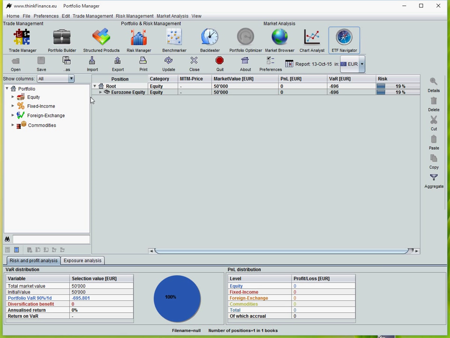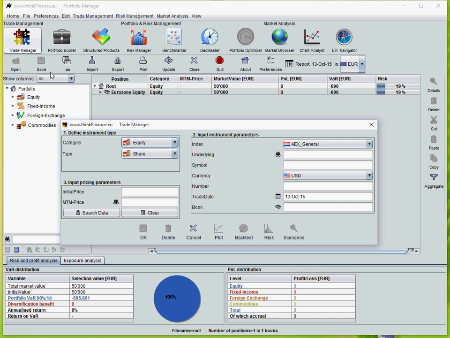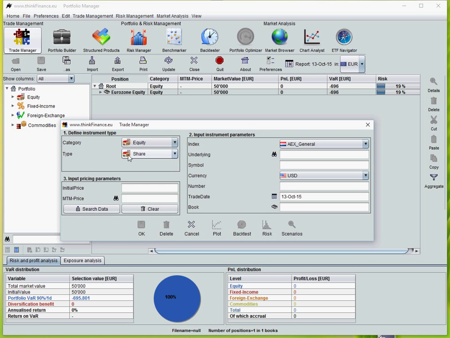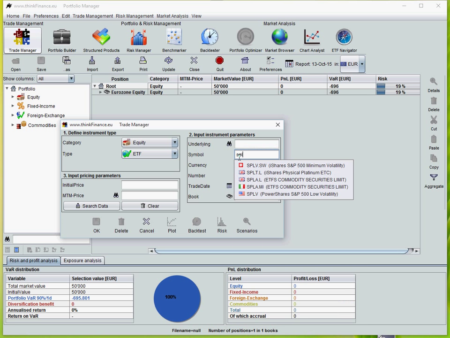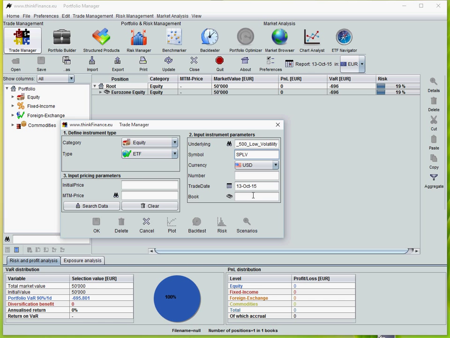So how do you create that? I'm going to the Trade Manager, which is the tool to enter all types of securities, including derivatives. The asset class is equity. The type of security is ETF. The symbol, I remember, was SPLV. It's down here. And let's assume I want to invest $50,000 into it because I'm currently invested in the Eurozone with 50,000 euros. And I'm setting this out in book number 2 because book number 1 is the Eurozone equity.